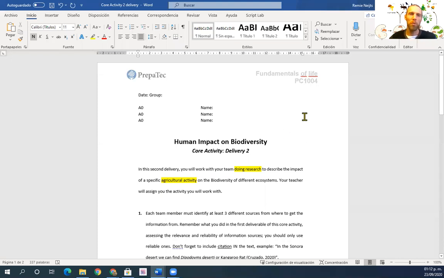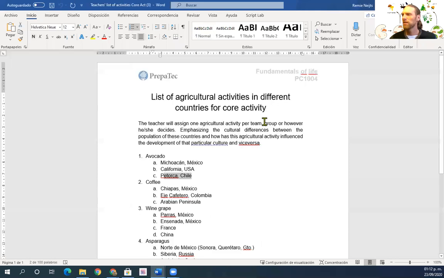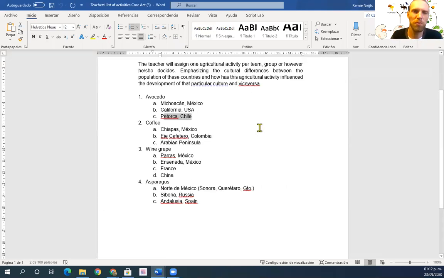So how do you know what your topic will be? That's another document. Normally it's assigned, but I let you choose. You possibly have already seen it in the WhatsApp group.